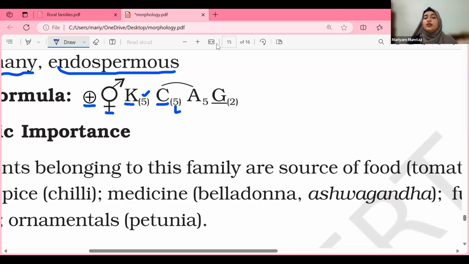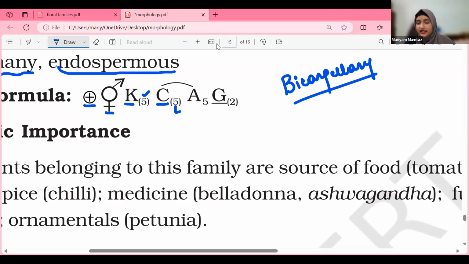Then they are saying the gynoecium was bicarpellary. The name suggests bicarpellary. What is the meaning of bicarpellary? Break down the word and tell me. Bi means two and carpellary means containing two carpels. Right. So that is why we've written two here, and they are fused, means they are syncarpous. That is why there is a bracket there, and it is a superior ovary. So a line is under the G. Okay. So with this we can tell.